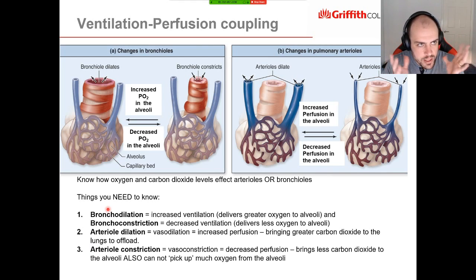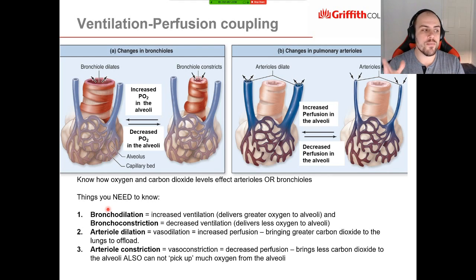So again, just to really hit home, as one goes up, so does the other one. Okay, if we see a bronchodilation, so if we bronchodilate, we're getting more air into our lungs. What we are going to see is vasodilation. We're going to be increasing the amount of blood flow to our lungs.